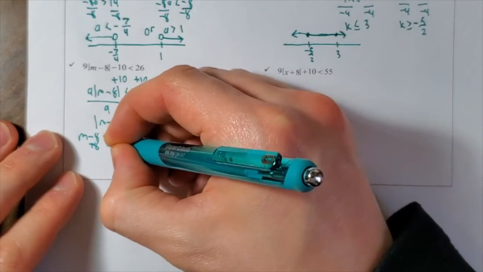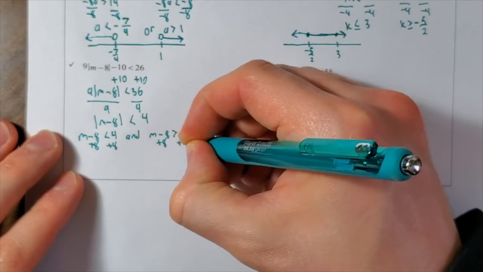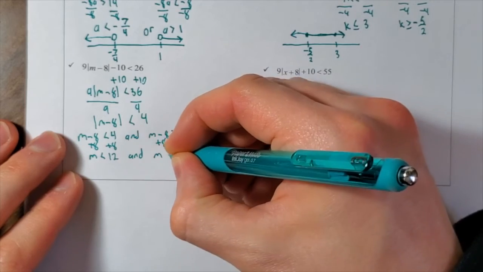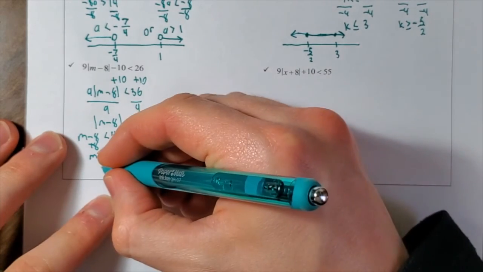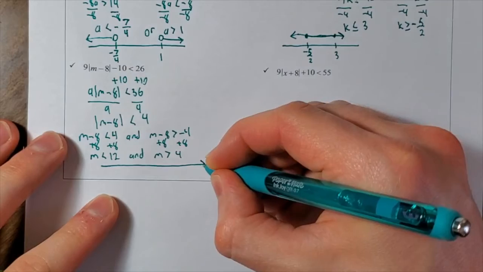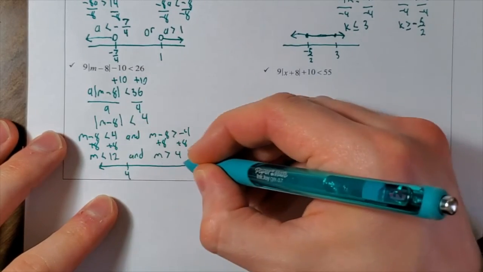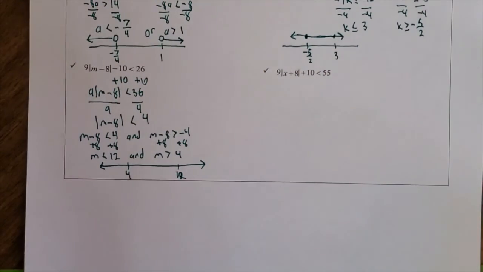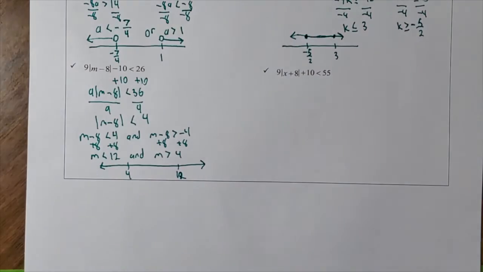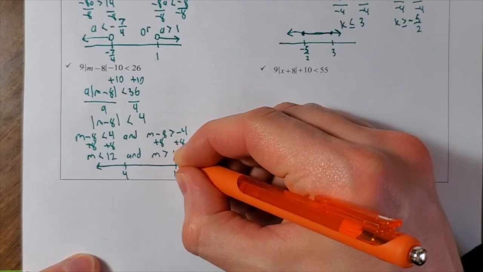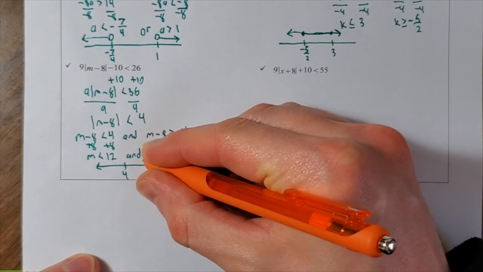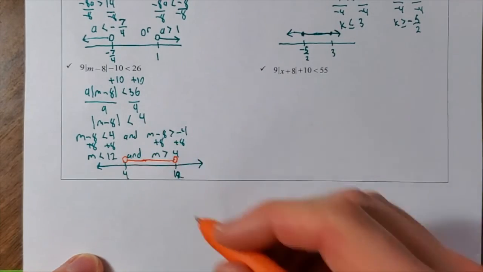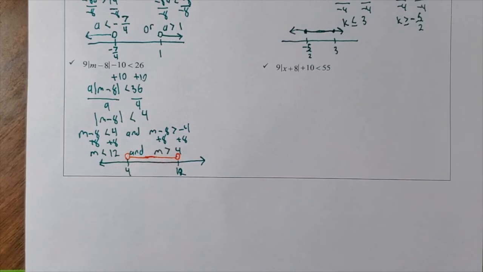So let's add some 8s and give us m is less than 12 and m is greater than 4. So now on our number line, we'll mark 4 and 12. And let's see here, the part that we're actually interested in, we can have less than 12 but not equal to 12, more than 4 but not equal to 4. So we want that region that falls in between our 4 and 12 here.